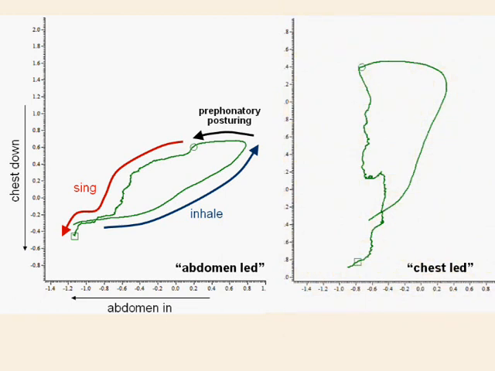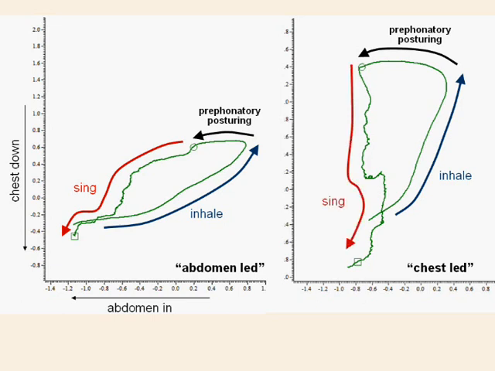If we now look at the second strategy, we can see that this time inhalation involves a more marked rising of the chest. Pre-phonatory posturing is again carried out by abdominal contraction. However, the breath is expelled during singing almost entirely by a downward movement of the chest. The Konno-Mead diagrams, therefore, not only present a clear view of what is going on during the two breathing strategies, but also provide a graphic representation of their differences.